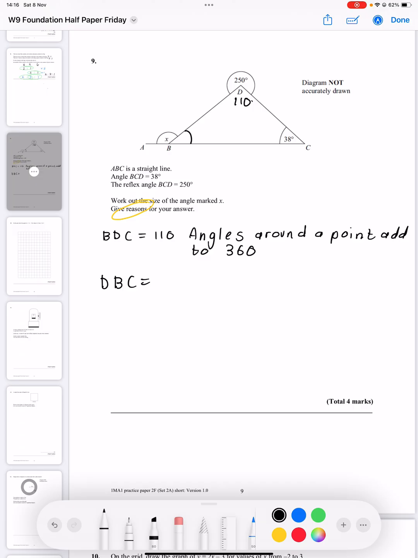And I know that I can work that one out because I've got 2 known angles now of the triangle, and angles in a triangle add up to 180. So I can work that out doing 180 take away 110, take away 38, which is 32. So DBC is 32 because angles in a triangle add to 180.